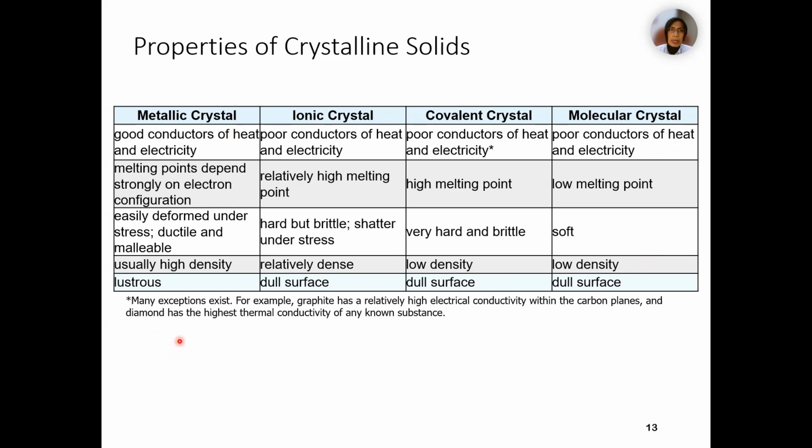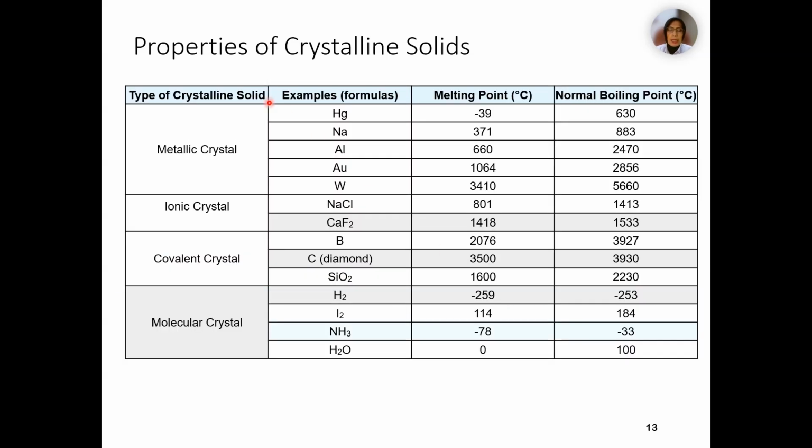Metallic crystals have a lustrous surface. The ionic, covalent, and molecular crystals have a dull surface. And these are examples of the melting points and normal boiling points, as mentioned before. Metallic crystals: mercury has a very low melting temperature, minus 39. Sodium, aluminium 660, gold 1064, tungsten 3410 degrees Celsius. So it varies a lot.